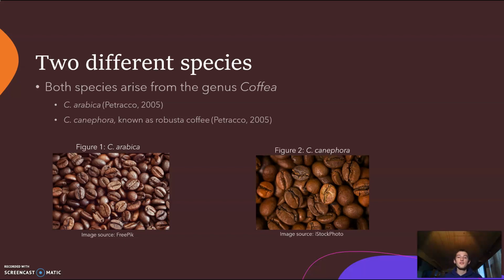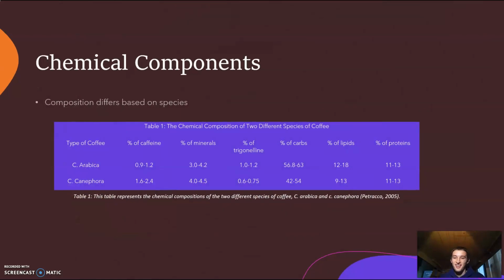Alright, so we'll start with the two different species of coffee. These both derive from the genus Coffea. And there are two different types, Coffea arabica and Coffea canephora. Coffea arabica is shown on the left of the screen, and Coffea canephora is shown on the right. There are visual differences in the beans, you can kind of see them, but the real difference comes in the chemical composition of it.